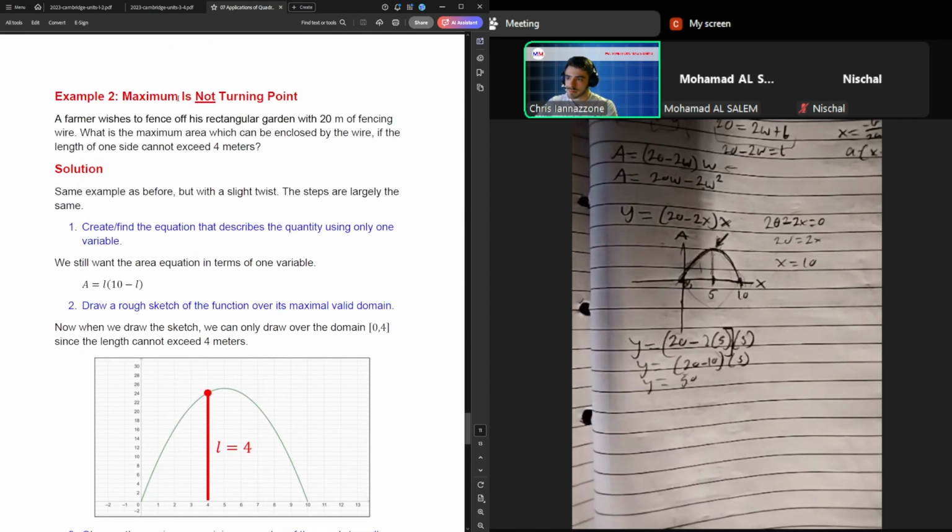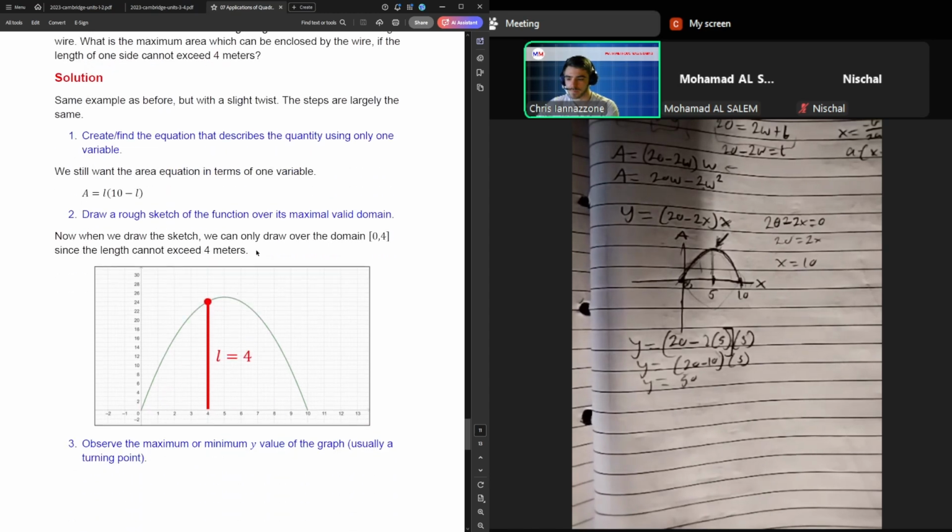Sometimes the maximum of your function is not necessarily going to be a turning point though. So we're going to have a very similar question here, which is we're trying to fence off a garden with 20 meters of fencing wire. This time we care about the fact that the length of one of the sides cannot exceed 4 meters. Right now we have a restriction on our domain. So instead of being able to sketch it from 0 to 10, we can only really care about 0 to 4, right? And the reason why is because of this here.